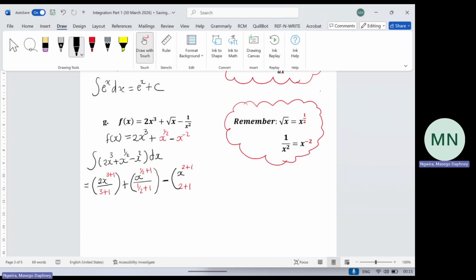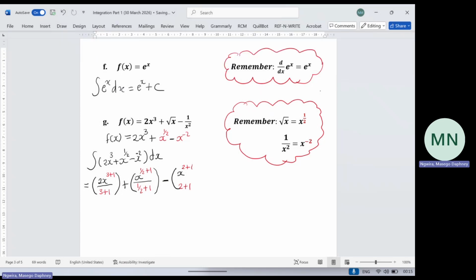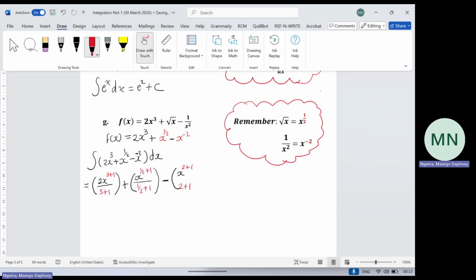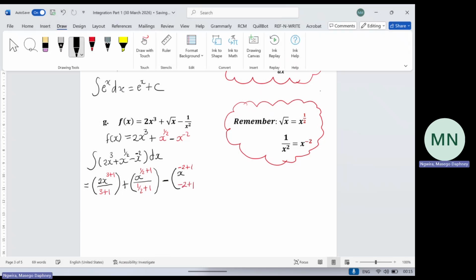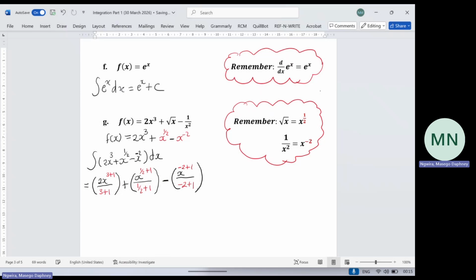Oh, it's negative 2, sorry, I made a mistake. It's negative 2. Then it's negative 2 plus 1. Forgive me. All right, then don't forget the plus. Okay, now we can solve.